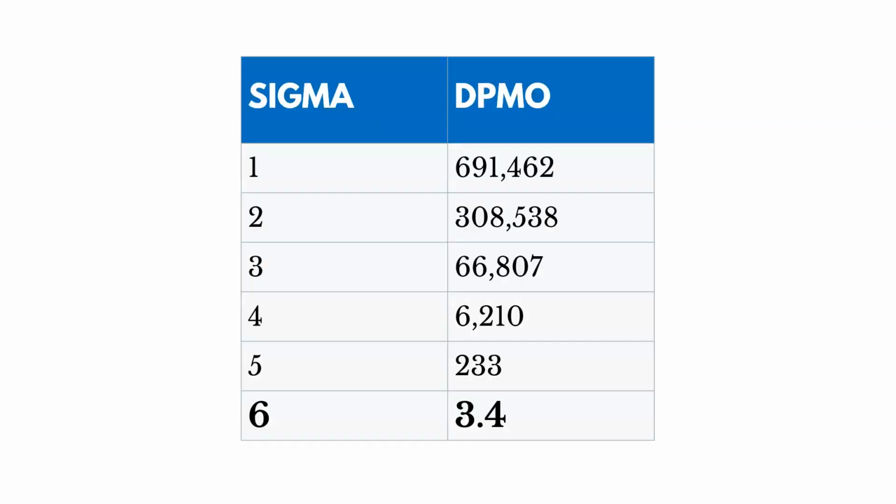Here's another way to look at it. If you look at each of the sigma levels, 1 to 6, it shows you roughly how many defects per million opportunities we're looking at.